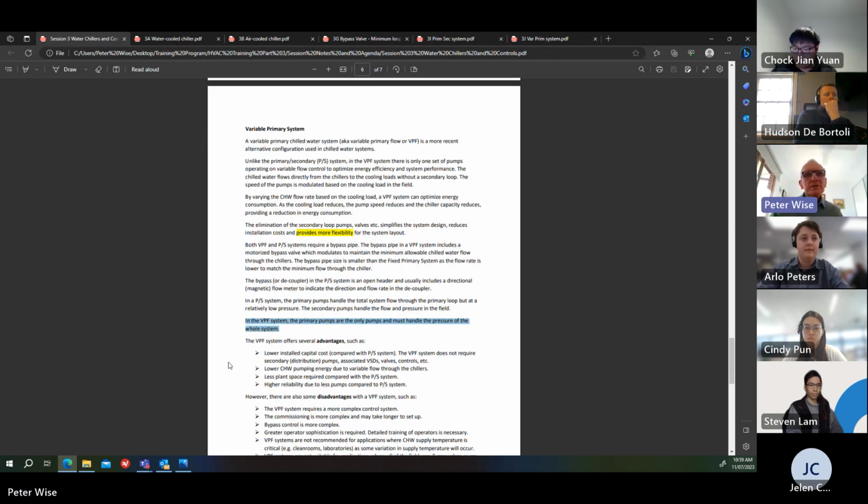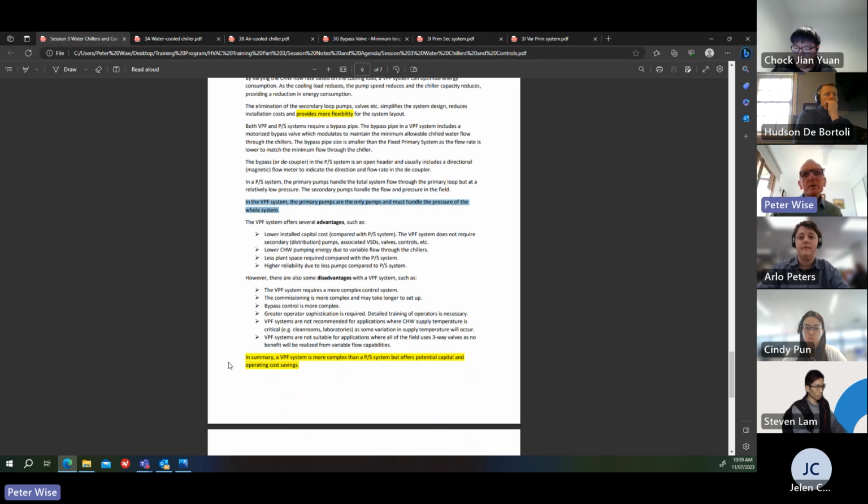And I'll put down a few advantages of the variable primary. It has a lower installed cost compared with primary secondary because you don't require secondary pumps, VSDs and valves, etc. There's a lower chilled water pumping energy due to variable flow through the chillers. Less plant space is required because you've got fewer pumps and other pipe work. And higher reliability, only because of the fact that you've got fewer pumps involved.